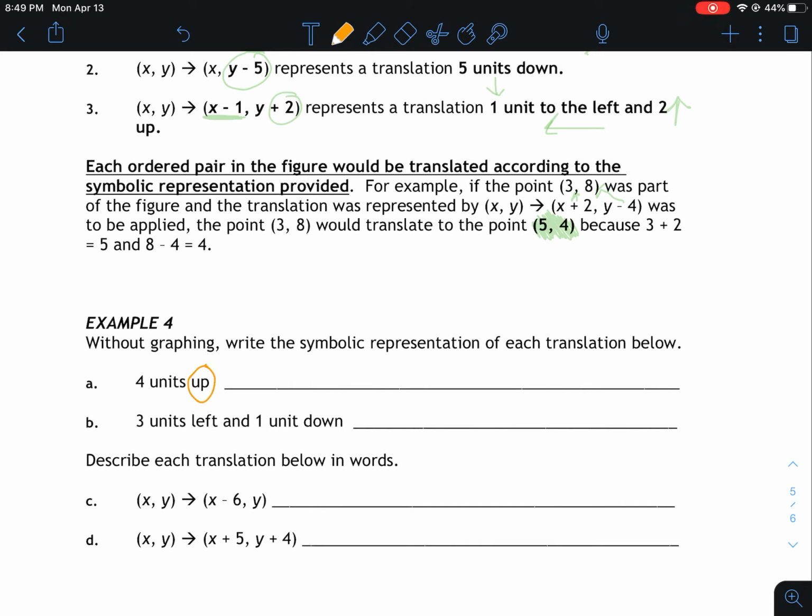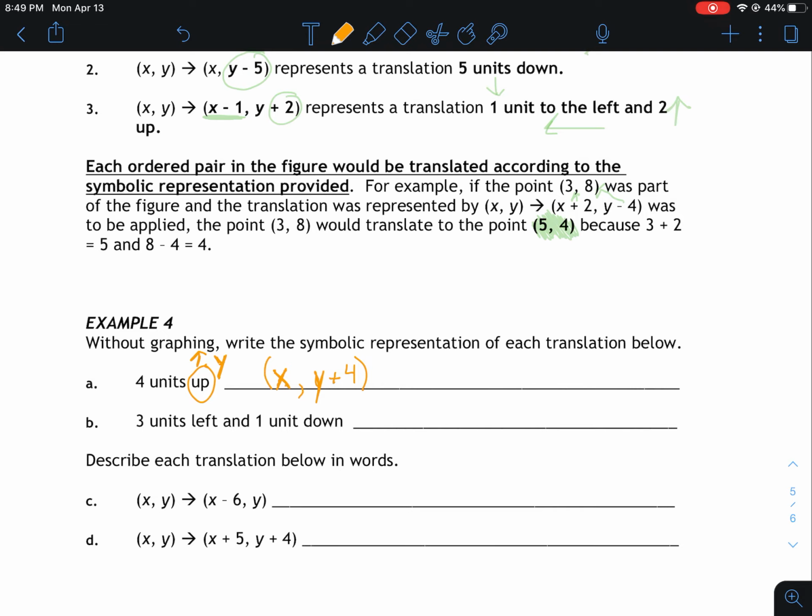Okay, so whatever we see up or down, this means we are affecting the y value because the y-axis goes up and down vertically. So the x is going to stay the same. We're doing nothing with it. It's not going left or right. So it stays as x. And then the y, since we are going up, is going to be plus 4.